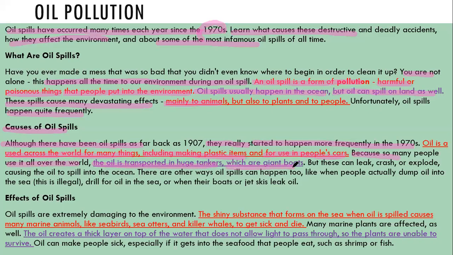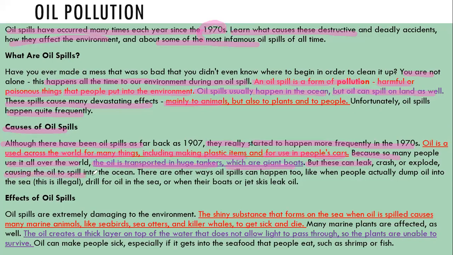which are giant boats, but these can leak. Yes, it might be an oil spill because of a leak on these giant boats. They can crash into the land, they can crash with each other, and there might be an explosion, because this thing is flammable, and static electricity can cause an explosion. It's easy to have an explosion on these things. If you want, you can do research on this. I'm not going to go into details.